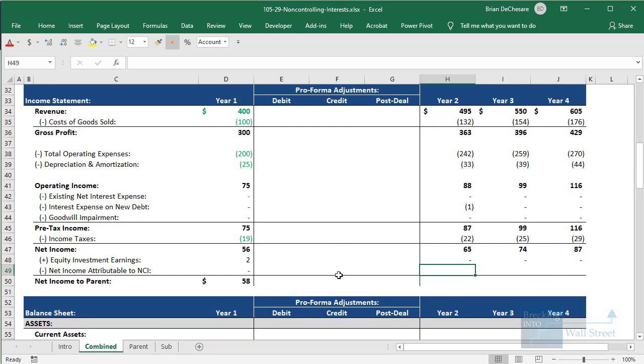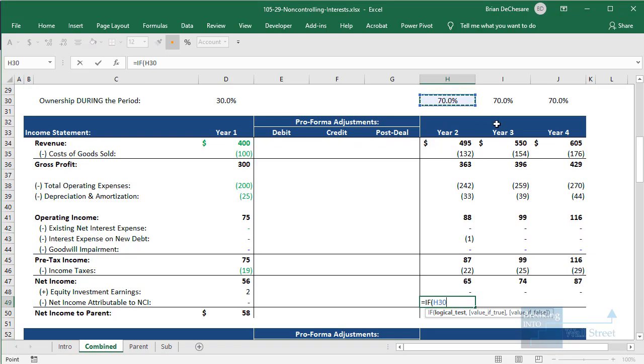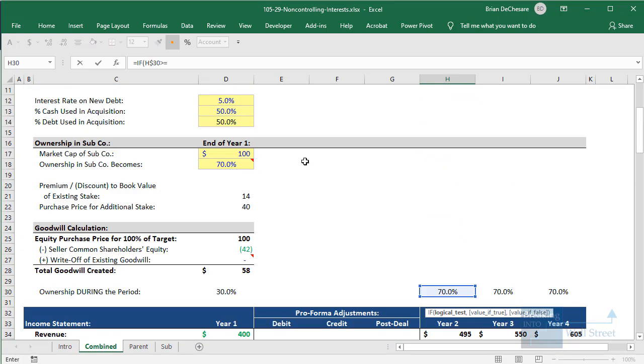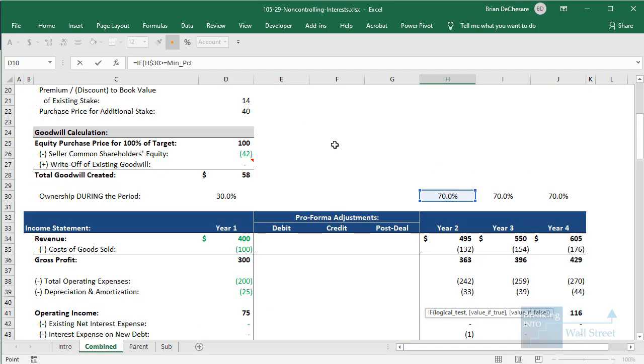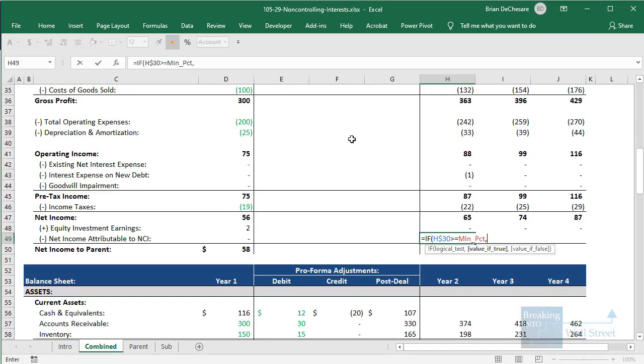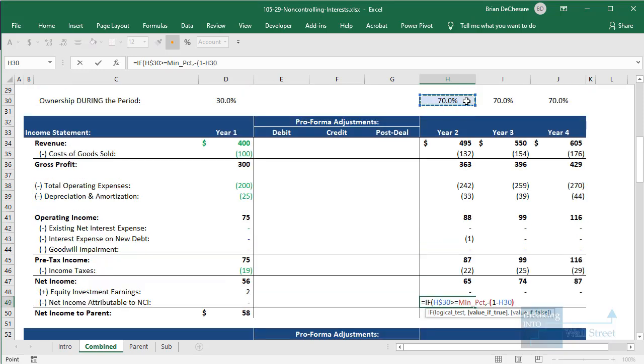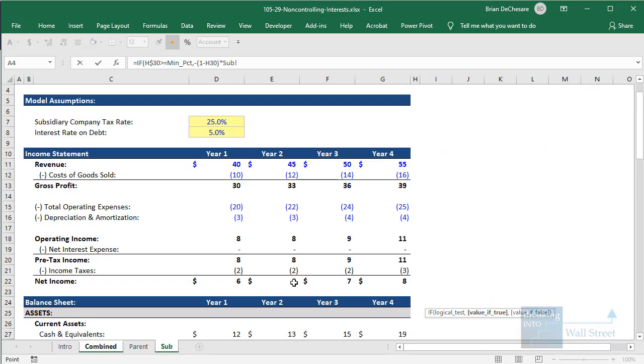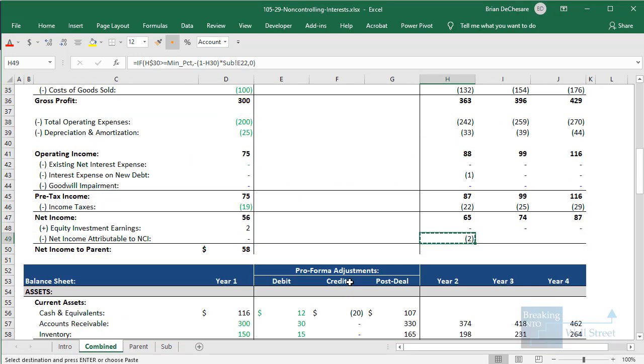For the net income attributable to non-controlling interests, it's pretty much the opposite. So we look at the ownership percentage up here in this year, and if this is greater than or equal to this minimum percentage required for consolidation, the 50%, then we do the opposite, and we put a negative sign in front. We say 1 minus the 70% here. We multiply by Subco's net income in this period. Otherwise, we say 0. And so now we have that standard adjustment at the bottom of the income statement, and that will give us net income to parent.